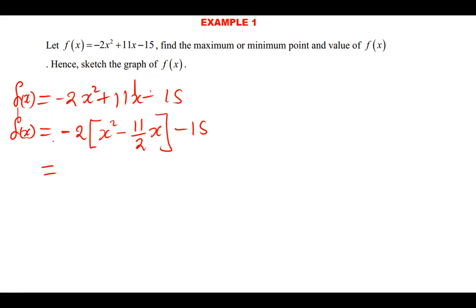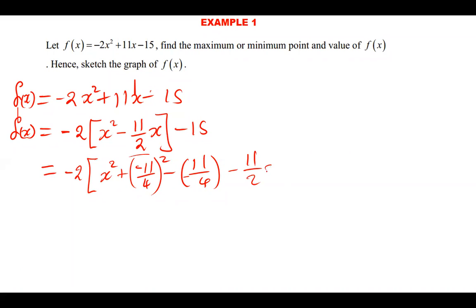From there, we can now find half of negative 11 over 2. So I'll put my negative 2 outside. Then I'll write my x squared there. Then I'll say plus half of negative 11 over 2, which will be negative 11 over 4. This is the half of that. We square it, and then we subtract this same half. Then we write this part, which is minus 11 over 2 x, like that. Then we have minus 15 outside.